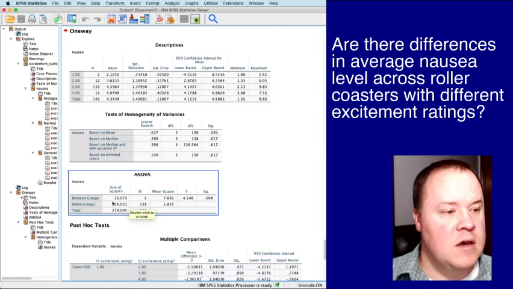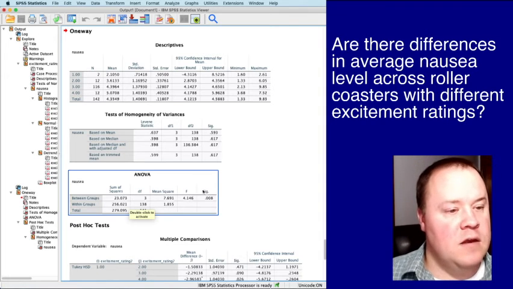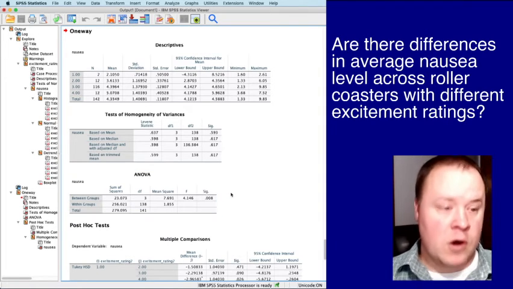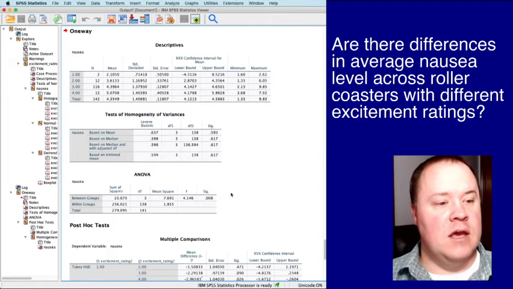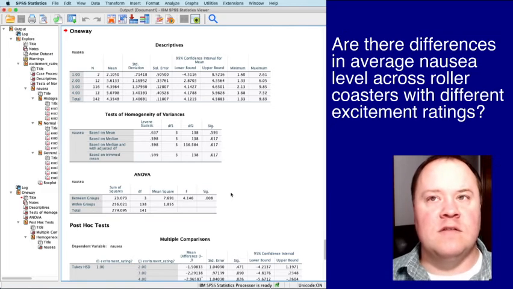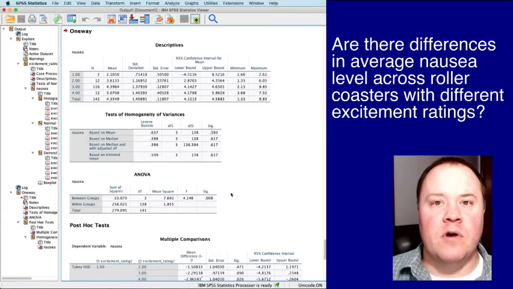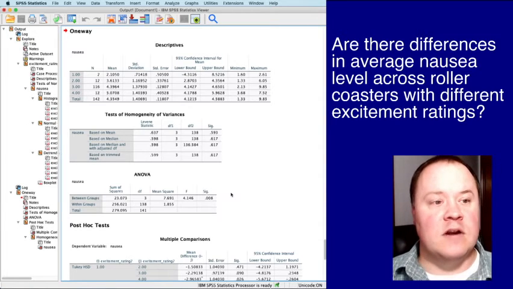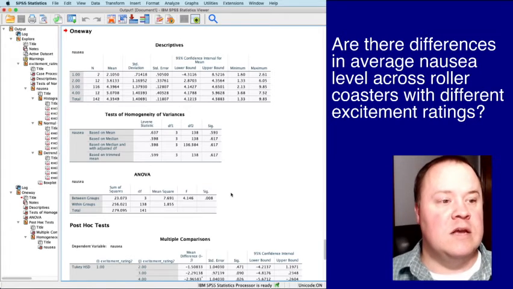We can see between groups, we have an F statistic of 4.146. That's pretty high. And a statistical significance, a p-value of 0.008-ish. It's rounding it to that. So in this case, we would be looking at this thinking, okay, across all the excitement ratings, nausea appears to be different. The mean nausea value for all the roller coasters in those groups is different somewhere. There's at least a pair of those roller coasters where things differ from one another.